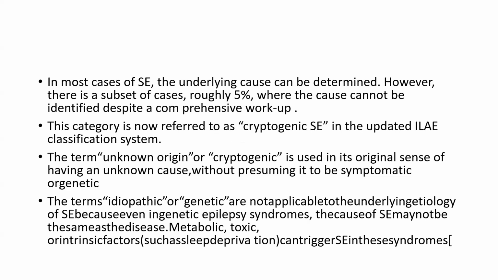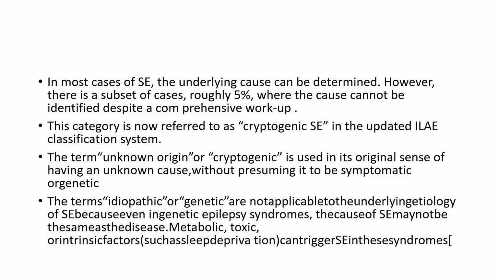In most cases of status epilepticus, the underlying cause can be determined. However, there is a subset of cases, roughly 5%, where the cause cannot be identified despite comprehensive workup. This category is now referred to as cryptogenic status epilepticus in the updated ILAE classification system. Hence, the term unknown origin or cryptogenic is used in its original sense of having an unknown cause without presuming it to be symptomatic or otherwise.